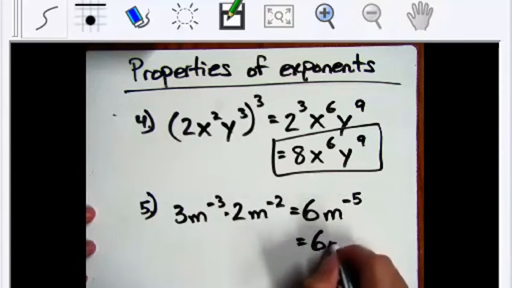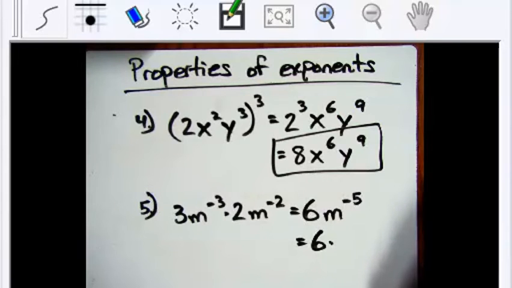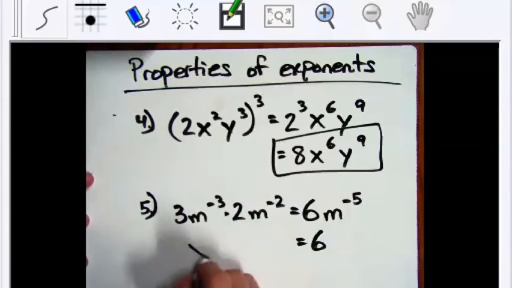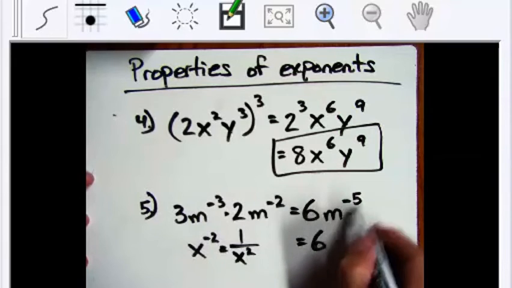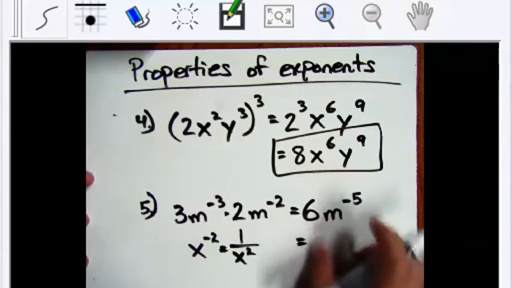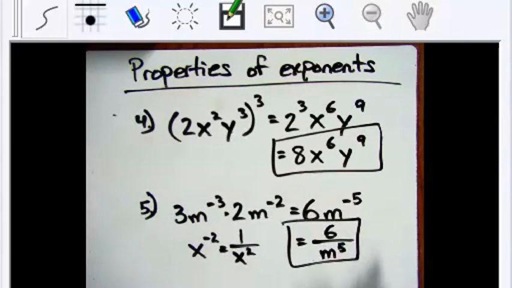But you're not going to want to leave any negatives in your exponents. So I don't know if you remember the trick to deal with that. Like an example, if I had x to the -2, that would become 1 over x squared. Okay, so this m to the -5, this is essentially going to become 6 over m to the 5th power.